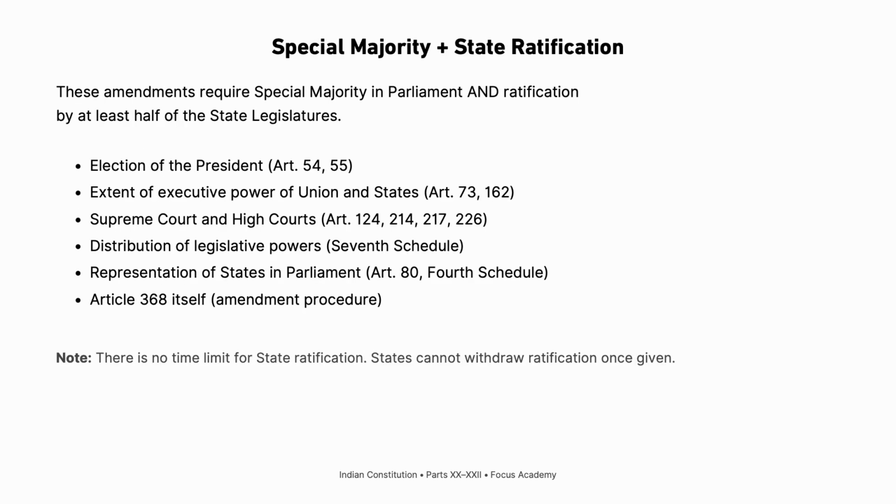Special majority plus state ratification. Now let's talk about the election of the president. How is the president elected in India? Which votes are included in the election of the president of India? The votes of the Parliament, Rajya Sabha, Lok Sabha, as well as the votes of the MLAs.